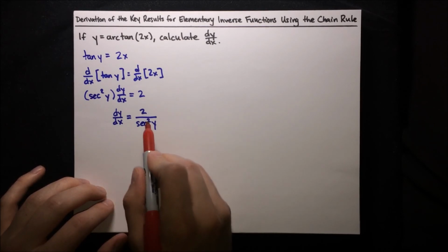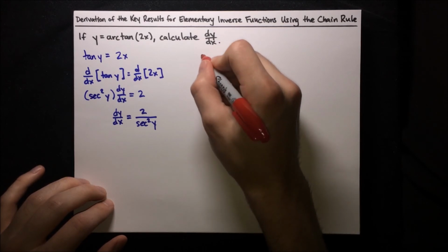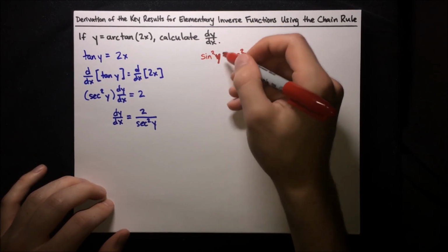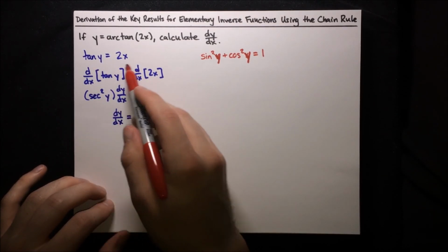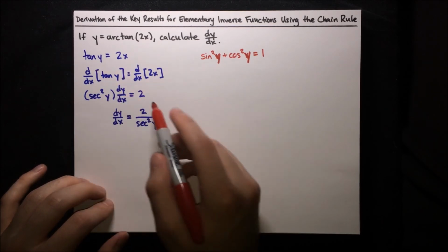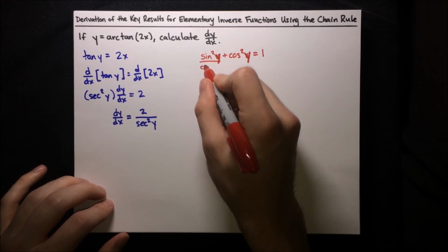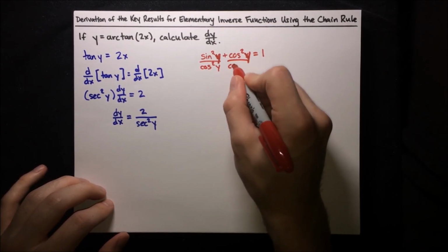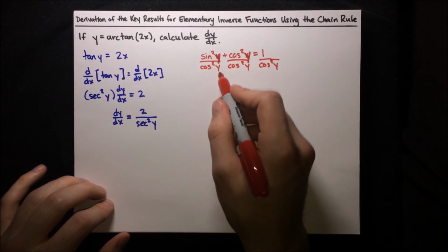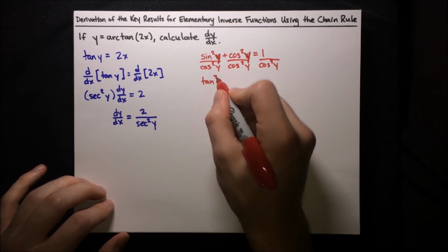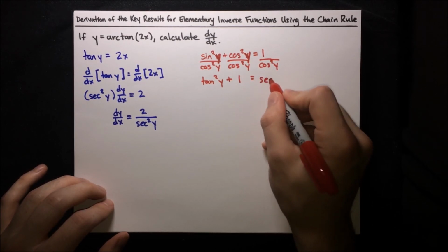Again, we want to express secant squared y in terms of x, so why don't we use a trig identity here? Let's start off with what we were using before, sine squared y plus cos squared y equals 1. We know what tan y is, so let's rearrange this equation to get to tangent. We'll divide everything by cosine squared y. Sine squared y over cos squared y is just tan squared y. Cos squared over cos squared is just 1. And 1 over cos squared is just secant squared.